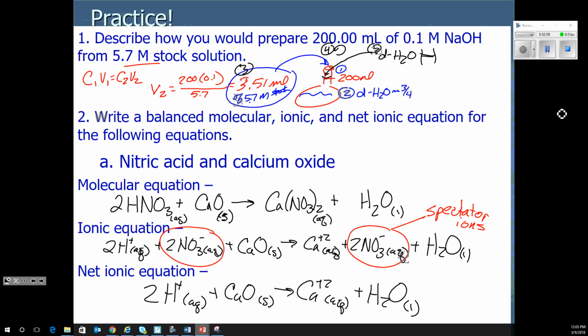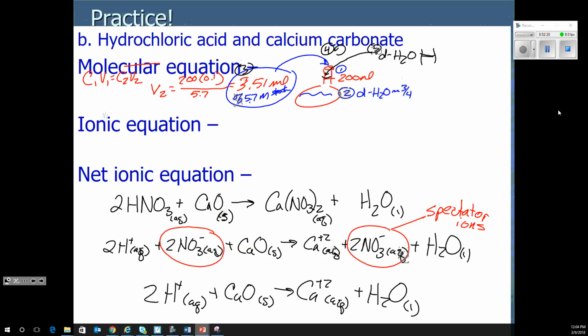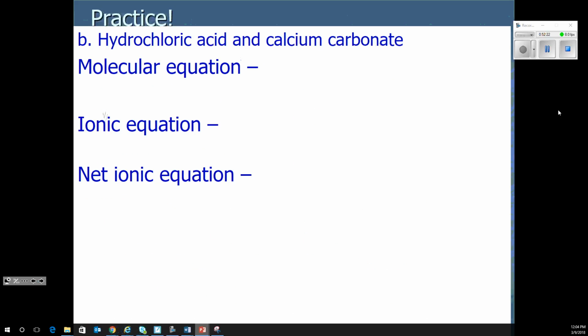Okay, we get this? Thumbs up, yes. Thumbs down, no. Thumbs sideways, eh, sort of. Okay, we got some thumbs sideways. Hopefully we'll get this more. Okay, so I actually went through and put those in. Oh, whoops. Okay, so let's try another one. Let's do this one. Hydrochloric acid and calcium carbonate.